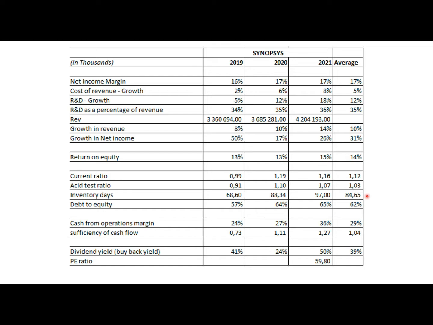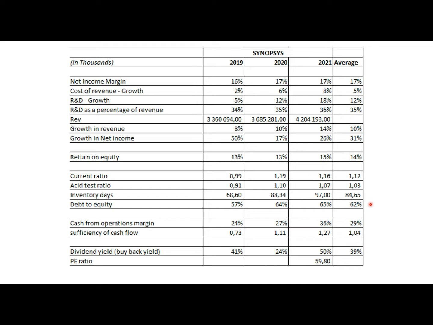Debt to equity is below the industry average. The industry average is about 126%. Synopsys on average is about 62%. So this is very good. This is very good because it highlights to me that Synopsys, in relation to the industry, has less financial risk and has enough capacity on the balance sheet to increase debt should it need to fund operations and to fund expansion and growth.